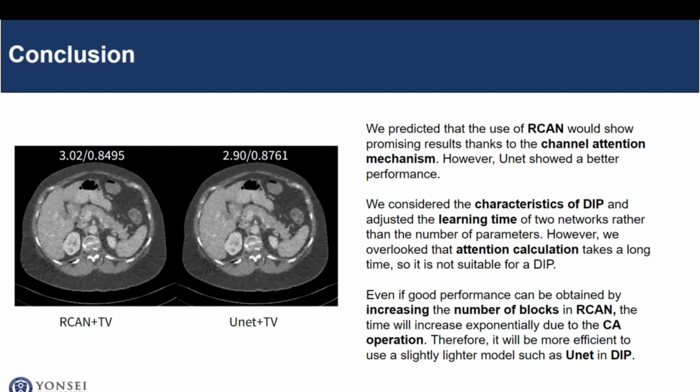Even if good performance can be obtained by increasing the number of blocks in Archon, the training time will increase exponentially in DIP as we repeat the training for extreme iterations. Therefore, it will be more efficient to use a lighter network such as UNet and DIP, which also shows good performance.